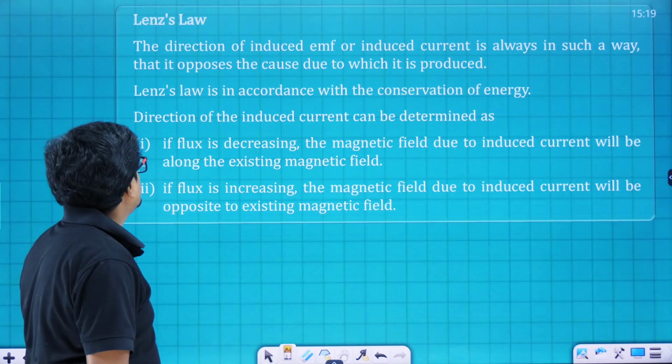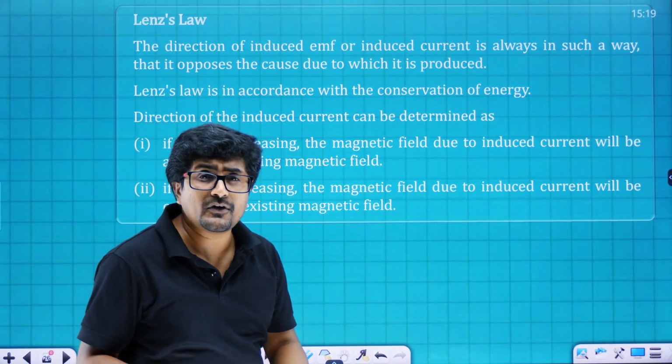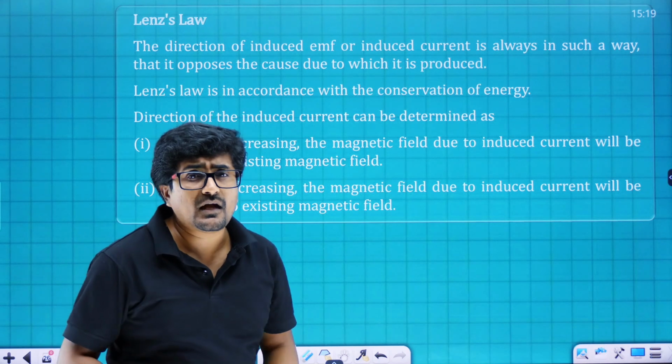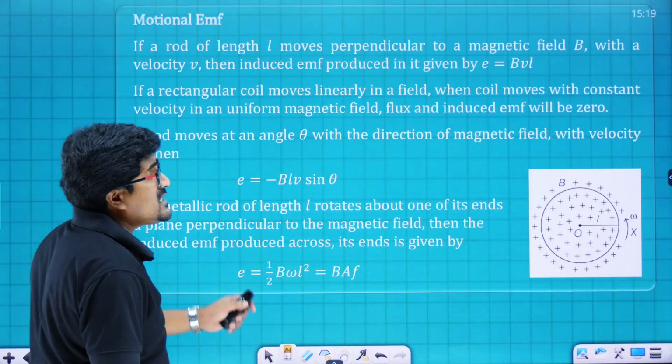Alright, moving to the next, that is Lenz law. Lenz law basically tells about the direction of induced EMF. As you all know, the direction of induced EMF is going to be in such a way that it will always oppose the change in magnetic flux. Alright, next is motional EMF.